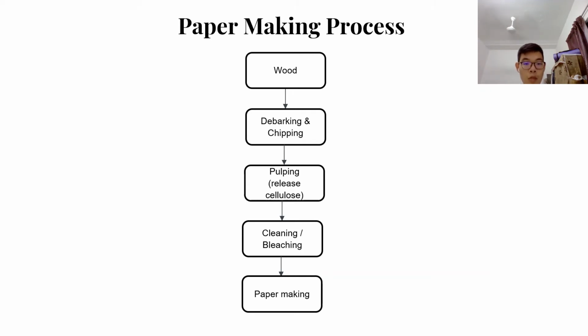Then the wooden chips will undergo the pulping process. In the pulping process, the wooden chips are cooked to remove the lignin and release cellulose. Then the wood pulp will undergo a cleaning or bleaching process, where it is cleaned or bleached for the whitening of the wood pulp for following processes. Then the wood pulp undergoes the paper making process to make paper.